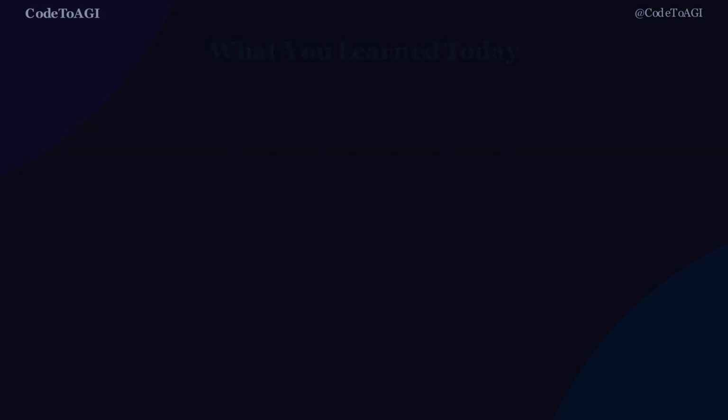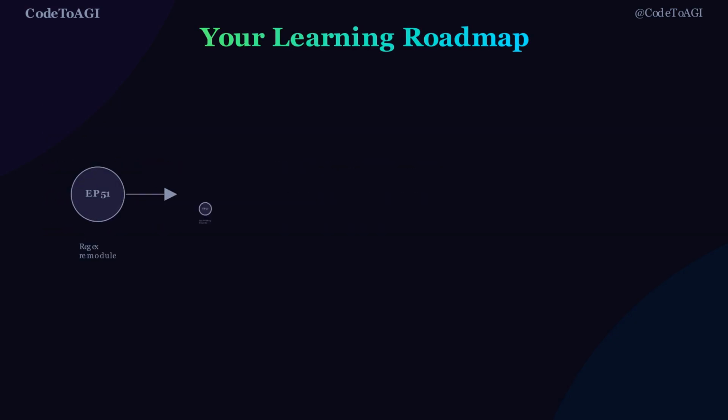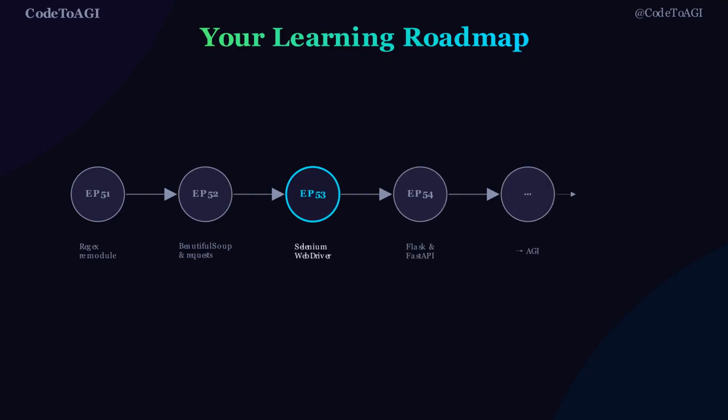Let us recap what you learned today. WebDriver, launch a real Chrome browser from Python. find_element. Locate any element by CSS, ID, or XPath. Click and send_keys, interact like a human. WebDriverWait, wait for JavaScript, never time.sleep. Headless mode, invisible, faster, production ready. EP52 plus EP53, the complete web scraping toolkit.